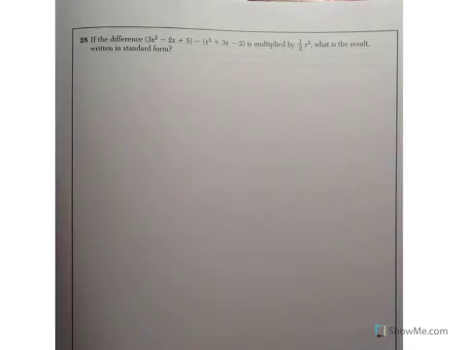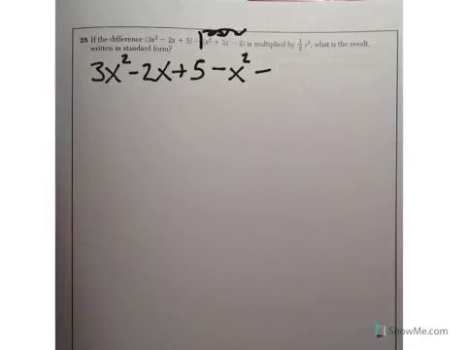Number 28, if the difference is multiplied by 1/2 x squared, what is the result written in standard form? So first I'm going to subtract. And there's a couple different ways you could do this, okay? What you could do is change this subtraction into an addition equation. So to do that, we're going to take -1 and distribute it to every term inside the parentheses. So it's really 3x squared minus 2x plus 5, and then we'll be subtracting x squared, subtracting 3x, and adding 2.